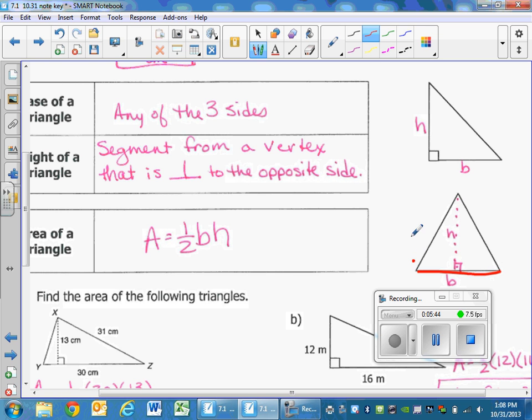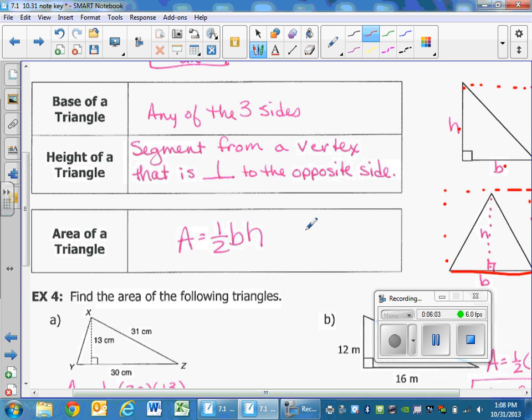A triangle is half of a rectangle. So I'm doing base times height. If I did 5 times 10, that's 50, but that would count for all of this area. Well, a triangle is half, so I would do 50 divided by 2. So for our formula for the area of a triangle, we're going to go with area equals one half base times height.